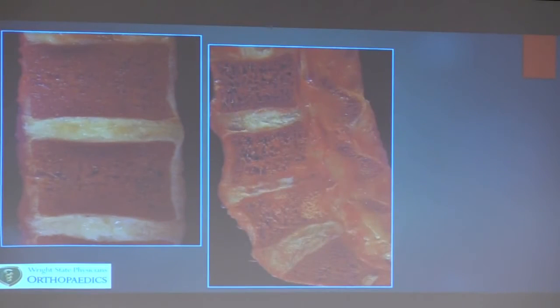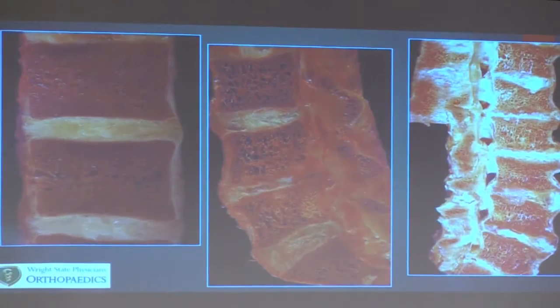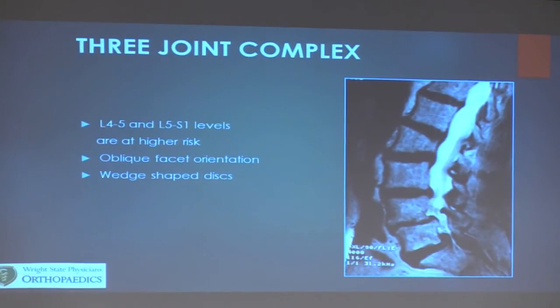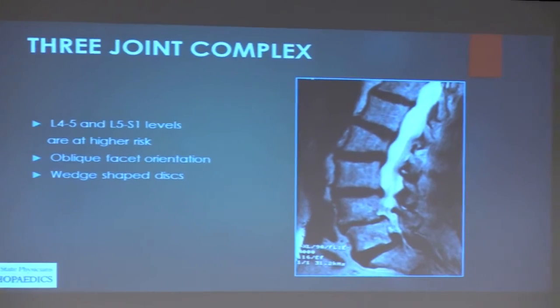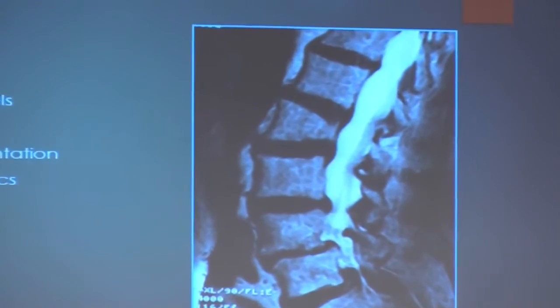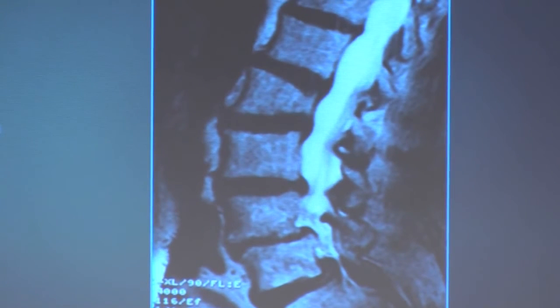So this, you can see, is a relatively healthy disc. You can see more degeneration there, and then this is advanced degeneration there. So looking at this three-joint complex, this is an MRI that shows you different amounts of degeneration. As we had said before, the degeneration tends to happen at areas which have the most motion. Most motion tends to be at L4-5 and L5-S1.